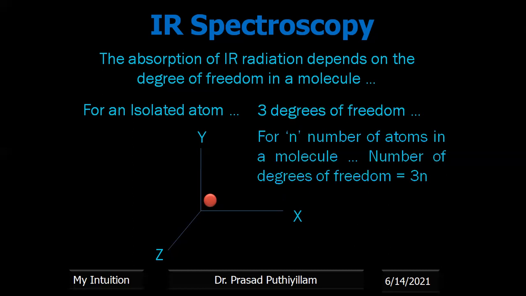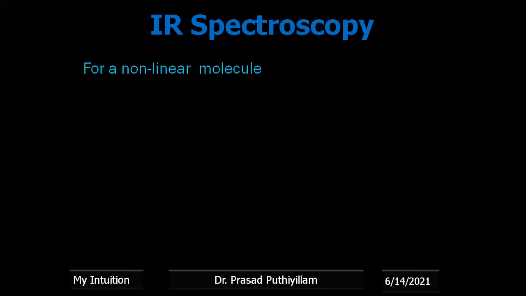If n number of atoms are present in a molecule, the number of degrees of freedom will be 3 multiplied by n, or 3n. We'll take 2 examples: a non-linear molecule as well as a linear molecule. First case, the non-linear molecule. The total degrees of freedom we say is 3n, in which n is the number of atoms present in the molecule.